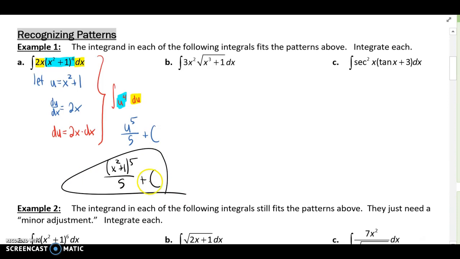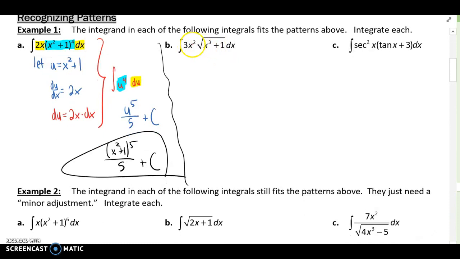How do we know that's correct? Well, if you were to take the derivative of this, it should get you back to the original problem. In the next example, we have this integral.